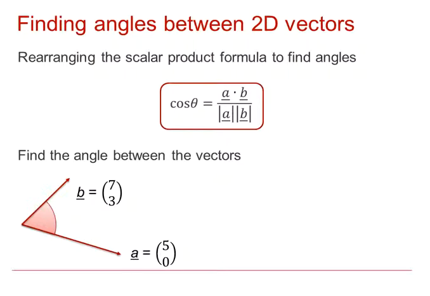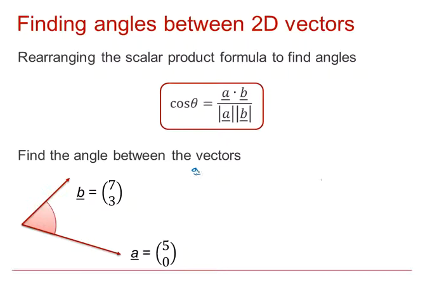Rearranging the scalar product formula to find angles gives us cos theta equals a dot b over modulus of a times modulus of b. So for example, to find the angle between these two vectors, where b is (7,3) and a is (5,0), notice b and a are pointing away from this corner, so it will find the angle between them. They both have the same sense away from the common point. So to find the angle between them, first I want to find a dotted with b.